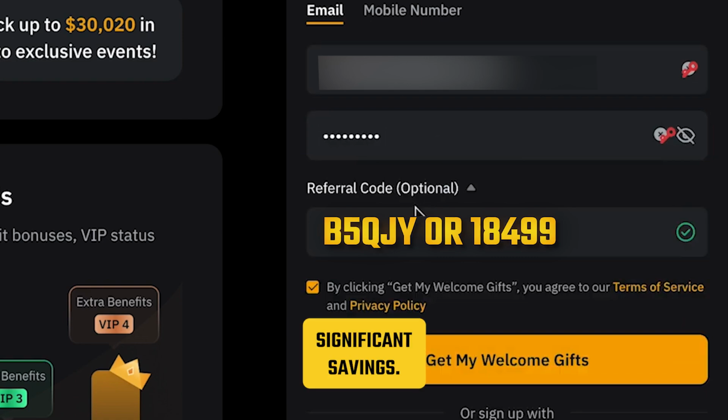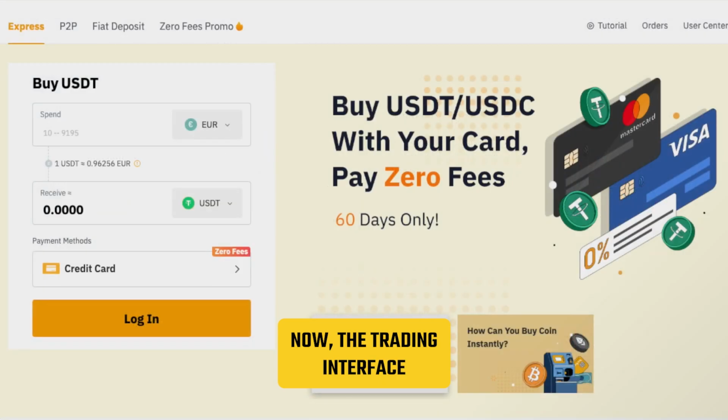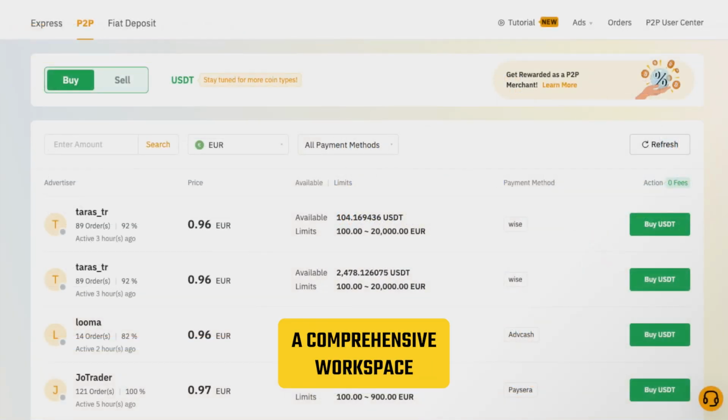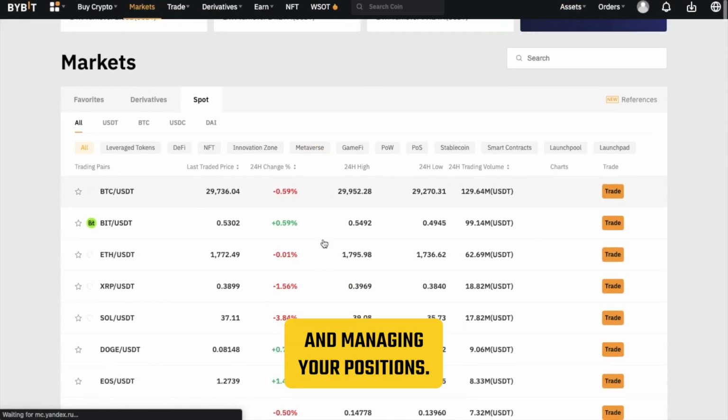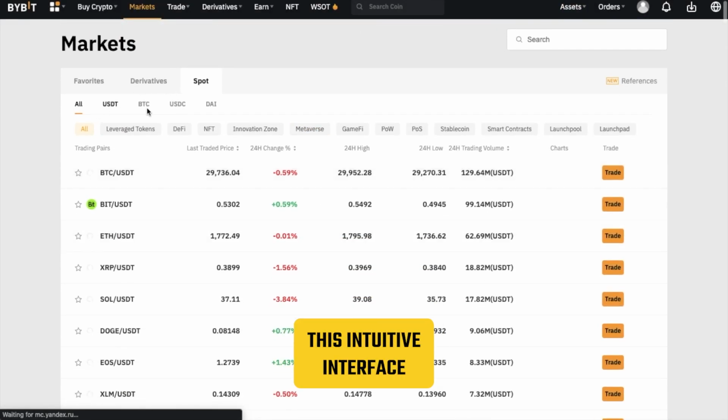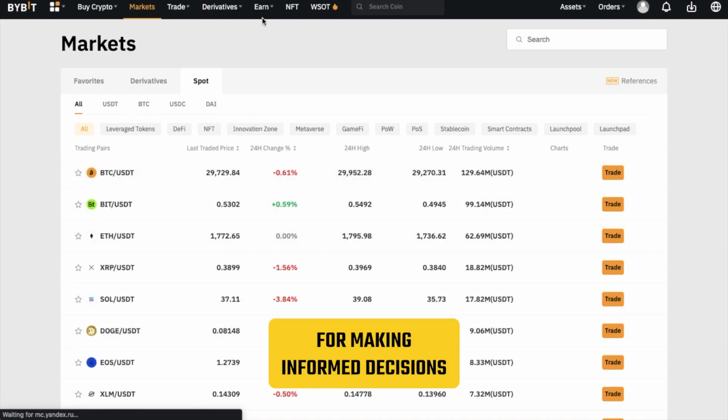Now, the trading interface on the Bybit app serves as your central command center, which provides a comprehensive workspace for executing trades, analyzing markets, and managing your positions. This intuitive interface is designed to offer essential information for making informed decisions.